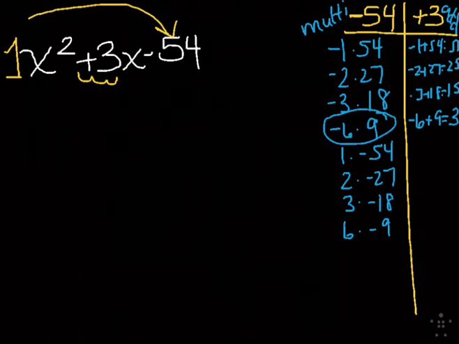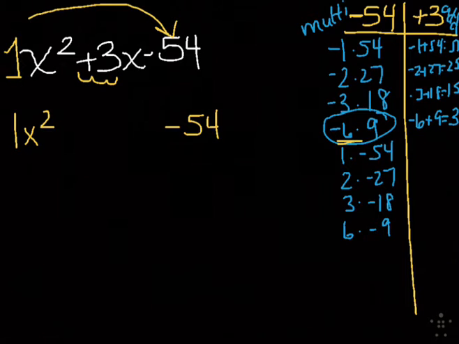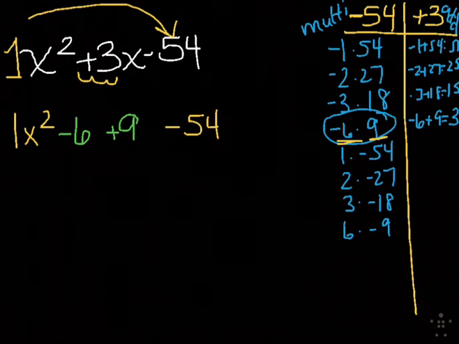So remember what you do. You take the first part, 1x squared. Take the last part, negative 54. And you take these factors that you got right here, that negative 6 and that 9, and put them in the middle. So it's a negative 6 and a positive 9, and I put the variable behind them. All right, after that, I group them together.